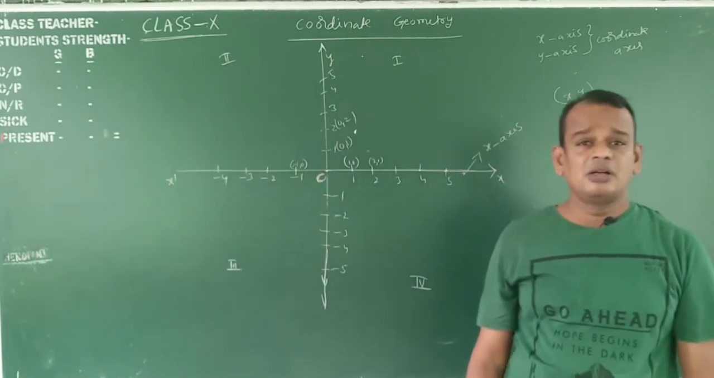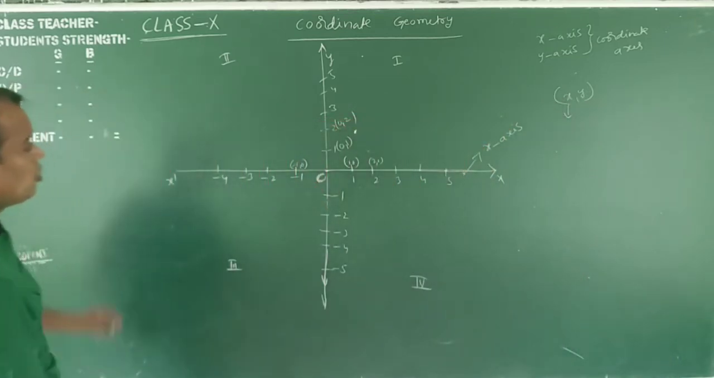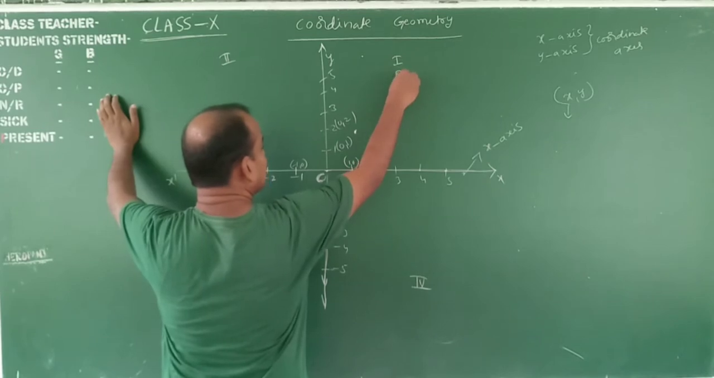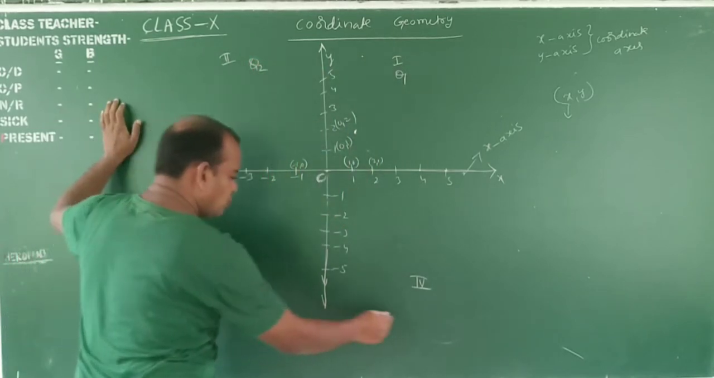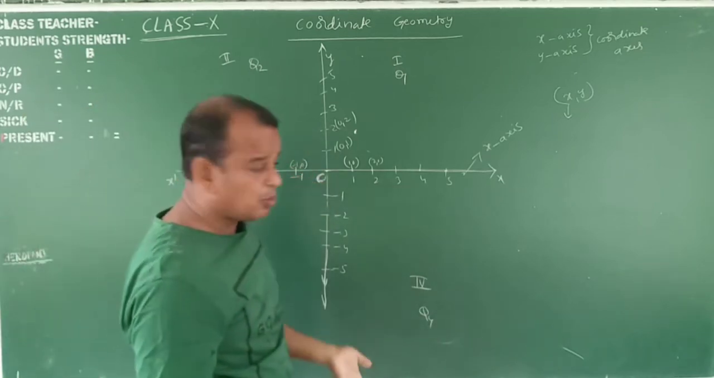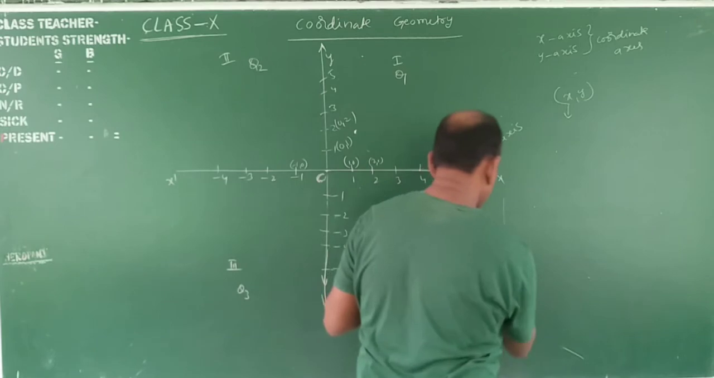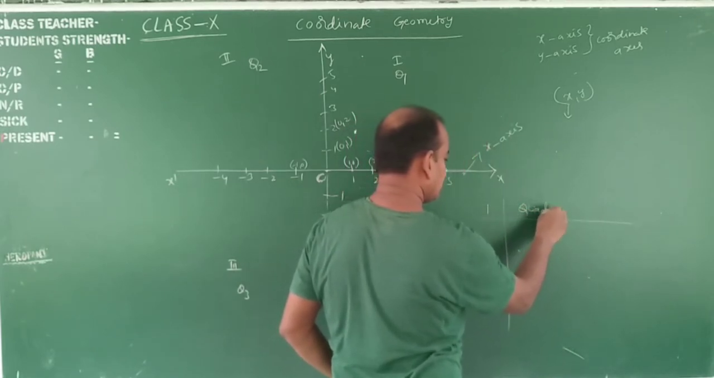Each part is called a quadrant. How many quadrants are there? 4 quadrants. This is the first quadrant, this is the second quadrant, Q2, Q3, Q4, 4 quadrants. You observe that. What is the position of the points in each and every quadrant? This is the first. What is this quadrant?